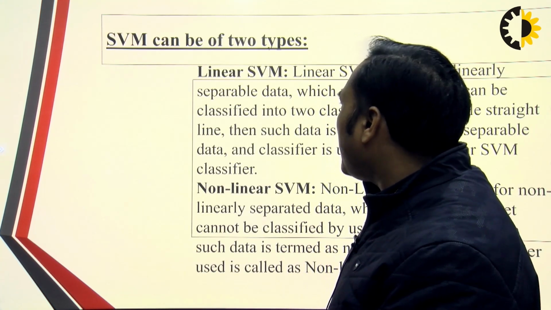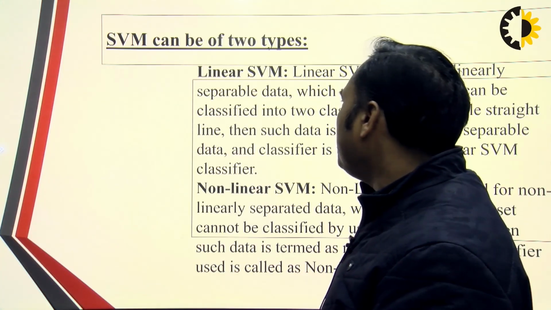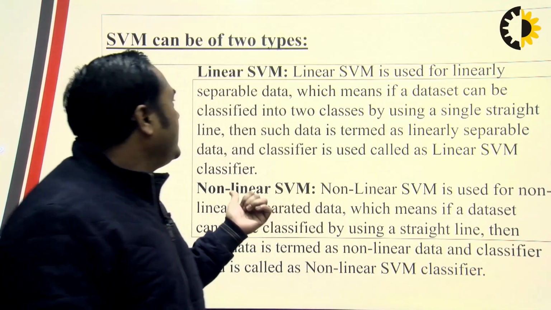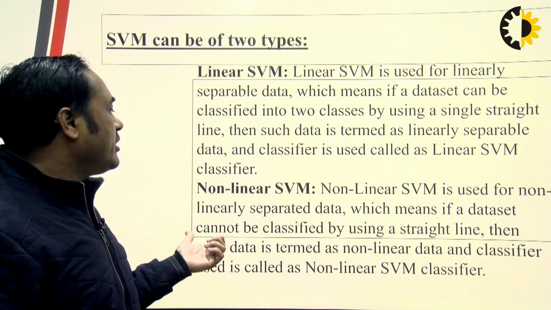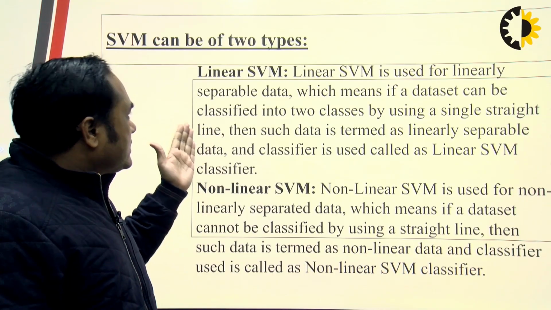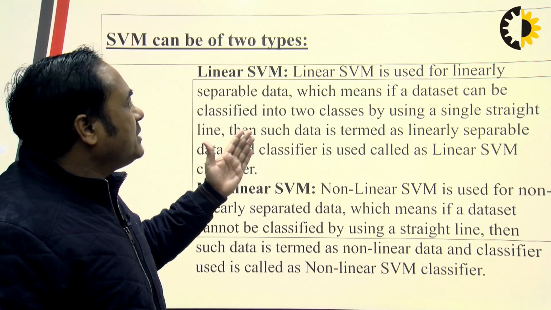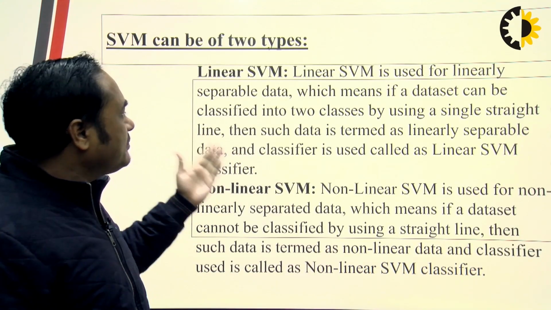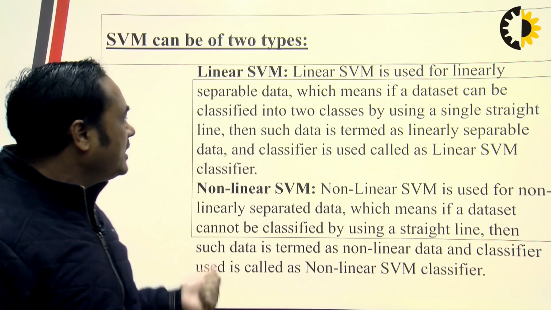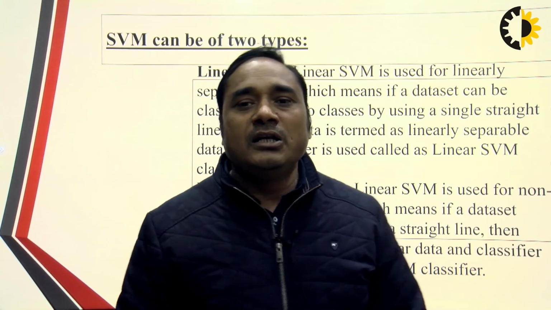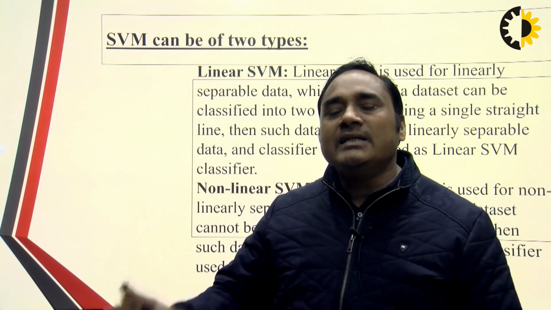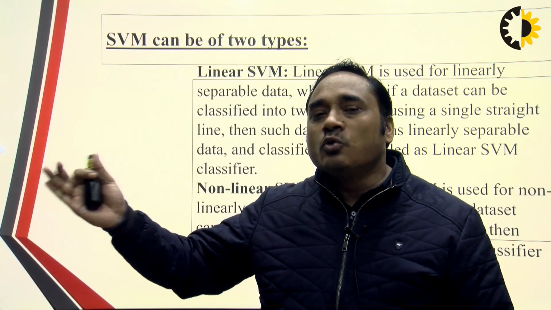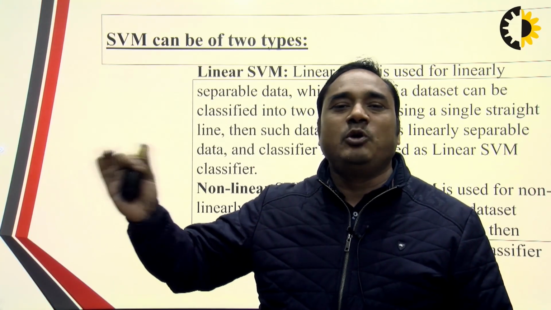SVM can be of two types, linear SVM and non-linear SVM. So there are two categories of support vector machine. Linear SVM is used for linearly separable data, which means if a data set can be classified into two classes by using a single straight line, then such data comes under linear. Linear means we are dividing the data in a linear way, so we can distinguish the data into two categories.